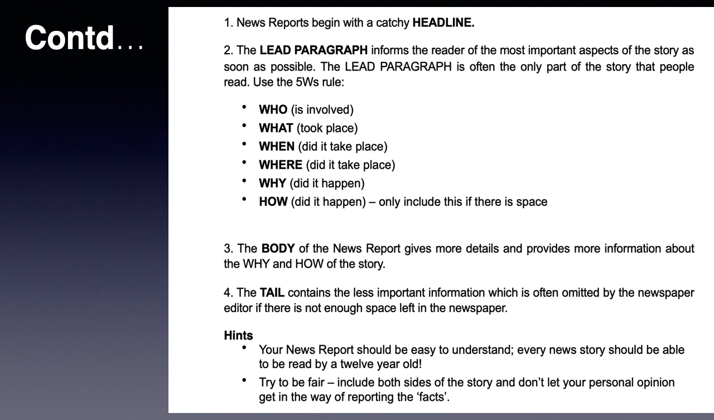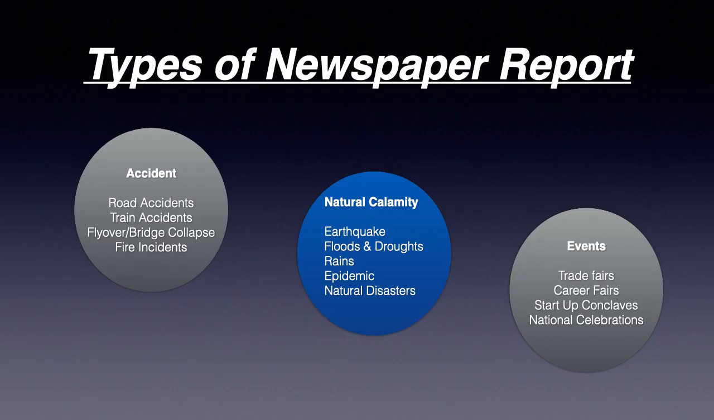Hints. The newspaper report should be easy to understand, and every news story should be able to be read by a 12-year-old. And try to be very fair, include both sides of the story, and don't let your personal opinion get in the way of reporting the facts. Basically, we have three types of newspaper reports. The first one is the accident report, then natural calamity report, and the event reports.